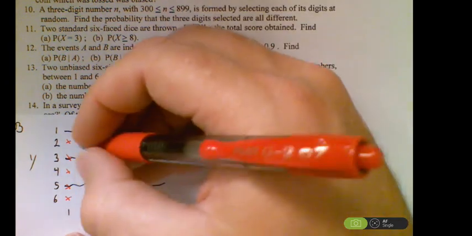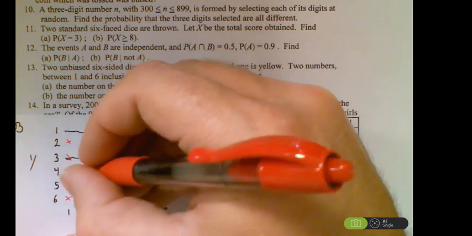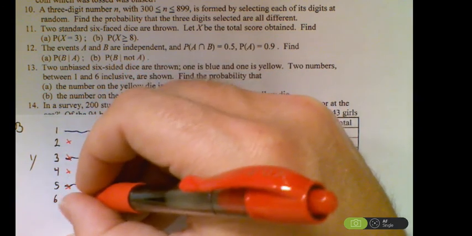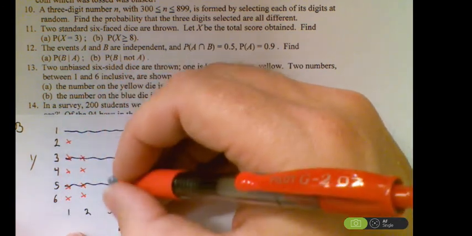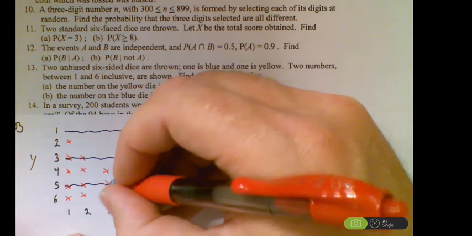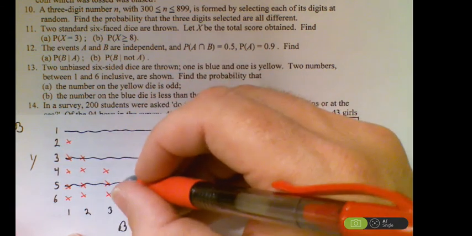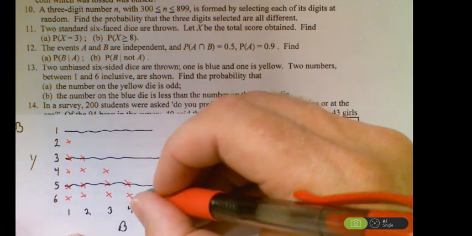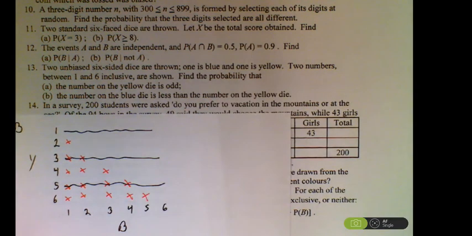If the blue die were a 2, then the yellow could be 3 through 6. If the blue die were a 3, we'd have 4 through 6. Hopefully you notice the pattern here. And so those X's, I would just add those up and put it out of 36. That would be all of the cases that fit that scenario.